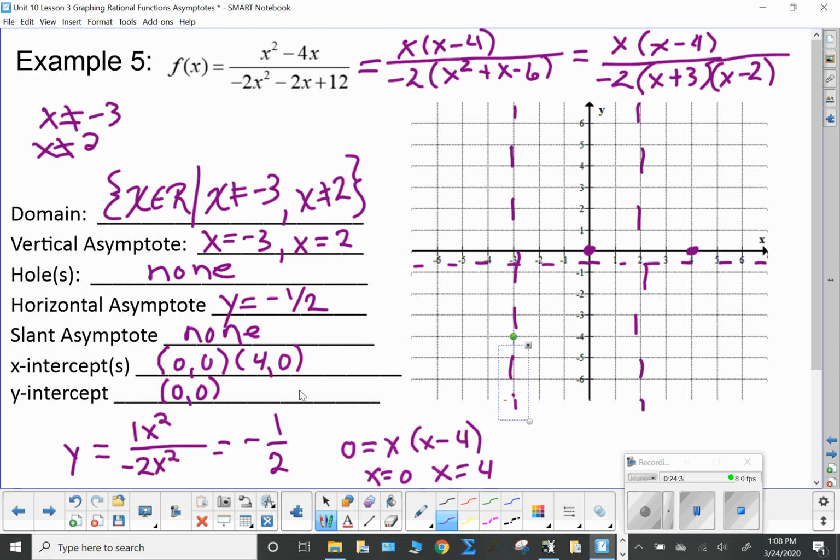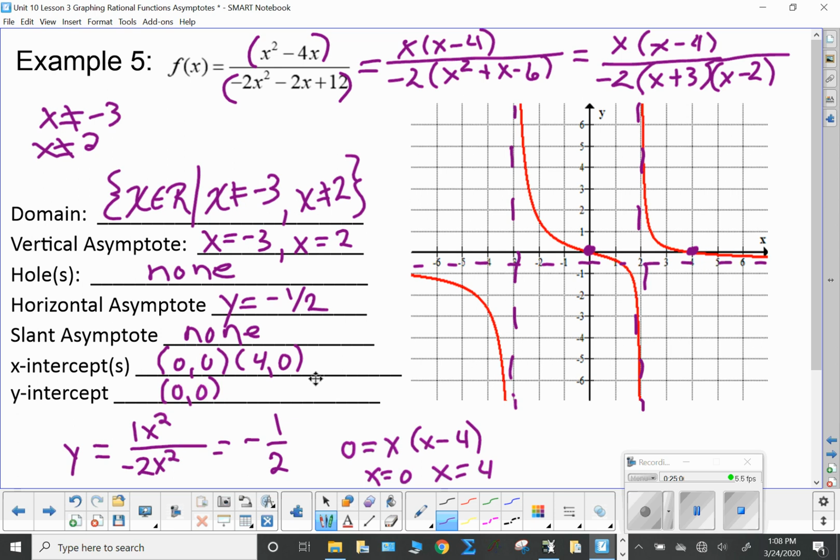Okay, now take out your calculator, go to your table. When you plug this in, make sure you put parentheses around your numerator and parentheses around your denominator, and you get some values. You plot a couple of values in each section. That means in the left and in the center and in the right, and connect those points, and boom. Your graph will look like this. How are you doing? Okay?